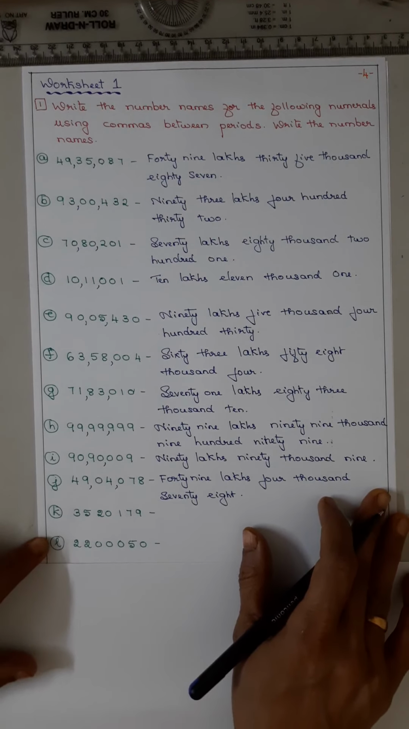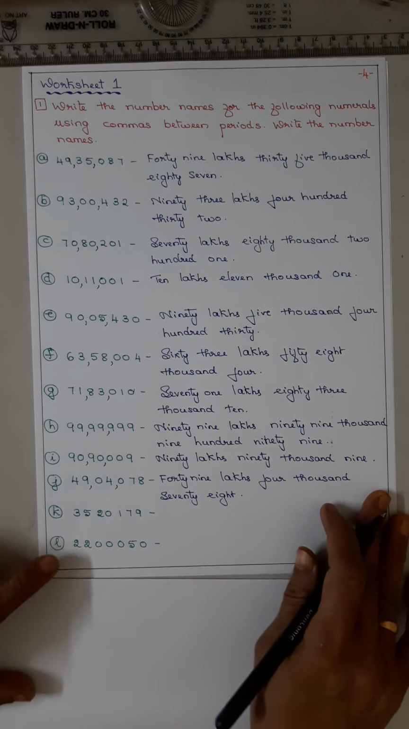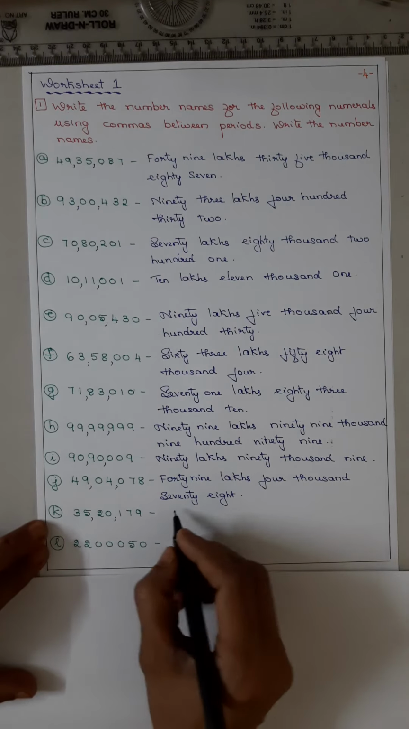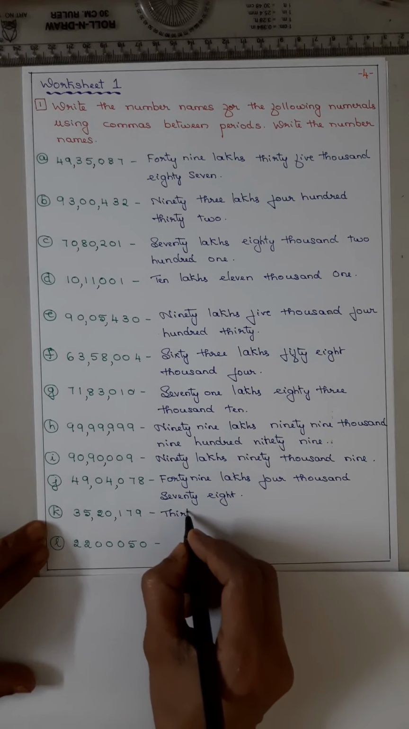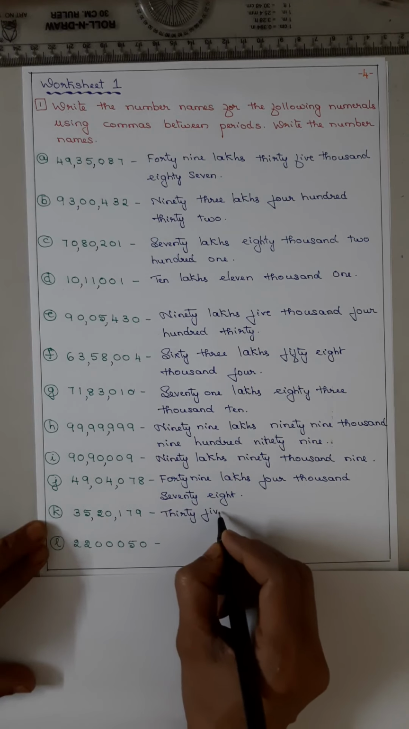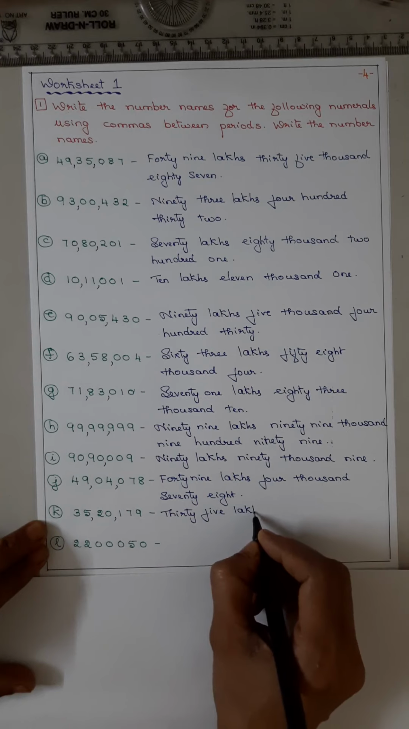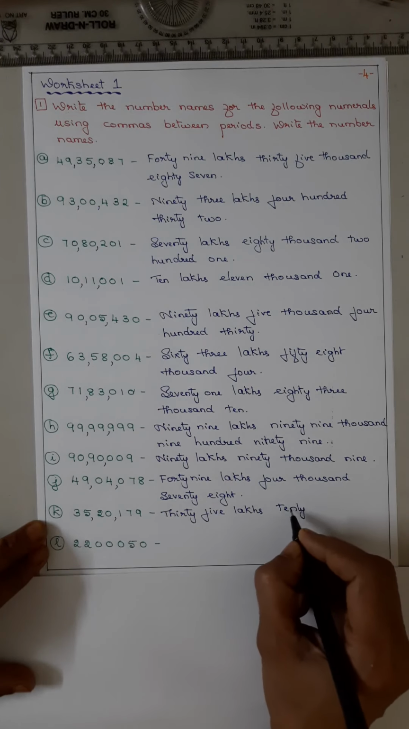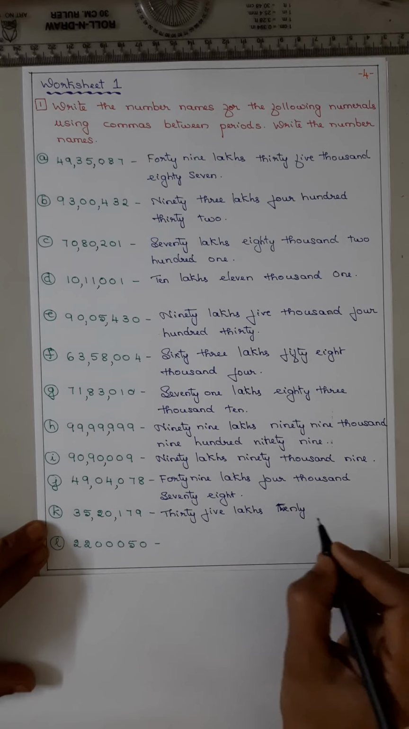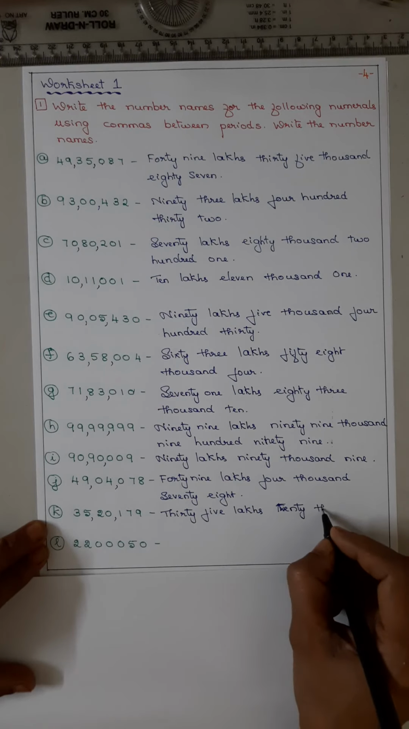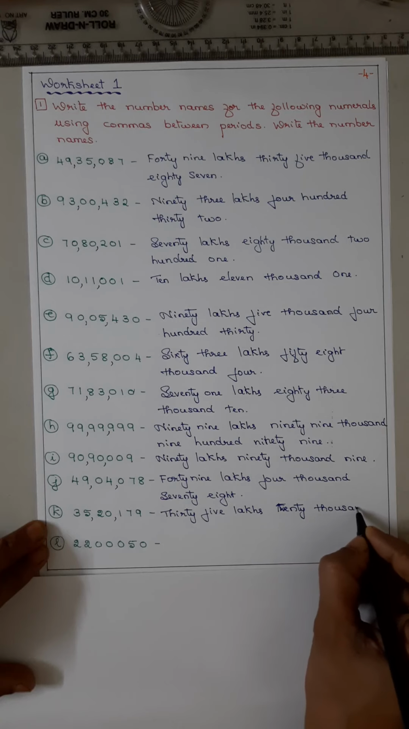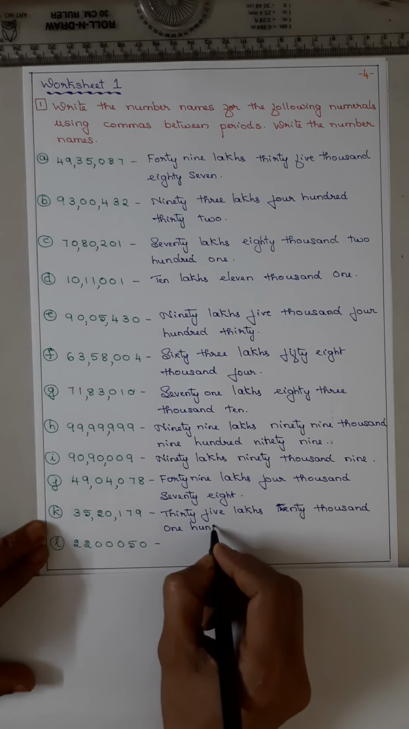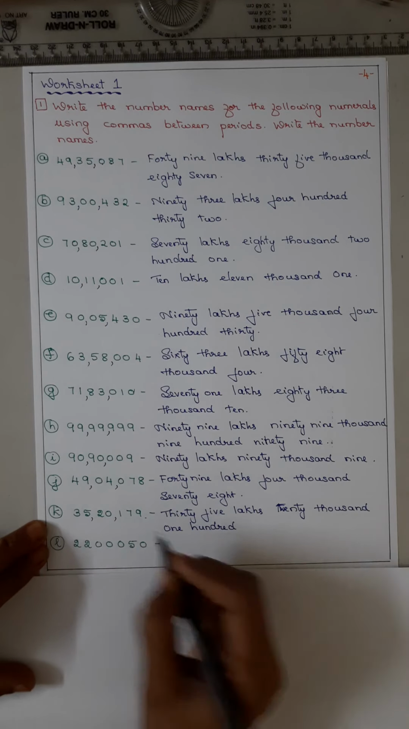Clear? Now coming to question number K. 1, 2, 3, 1, 2. This is 35 lakhs, isn't it? Next it is 20, 20,000. 179.